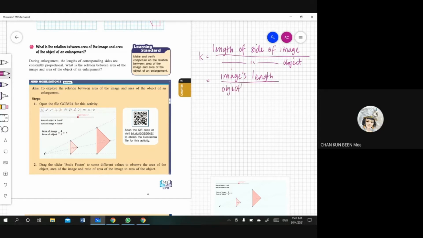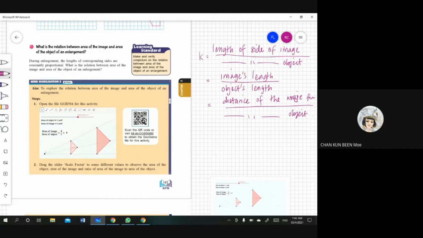What about the other one? There are two formulas, right? Do you still remember the other one? Distance from the center to the vertex of the image. Correct. Distance of the image from the center. So it is always the image on top, from the center. And then this one is the object, distance of the object from the center.